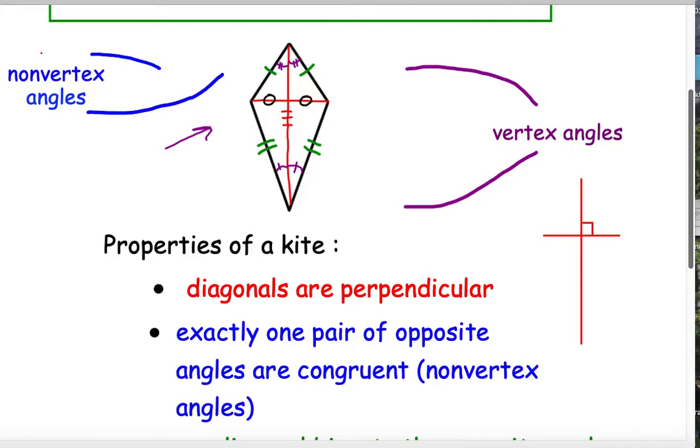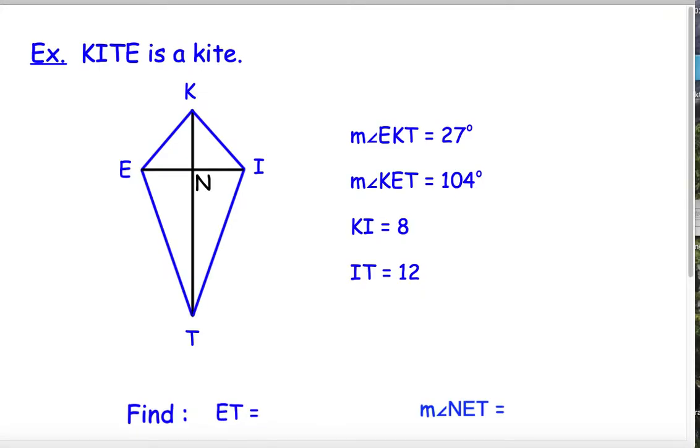So one of the diagonals bisects the angles. It also bisects the other diagonal. They're perpendicular to each other, and the non-vertex angles are congruent. So you have to go through a few times, and the more problems you practice with, the easier it gets to remember these properties. So let's look at an example.